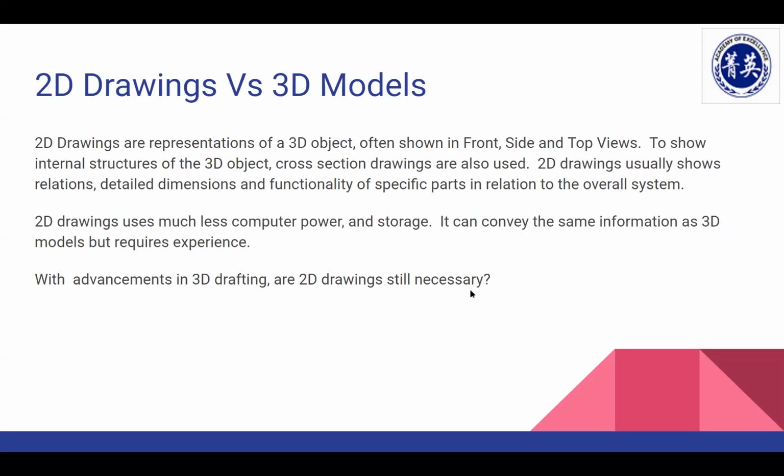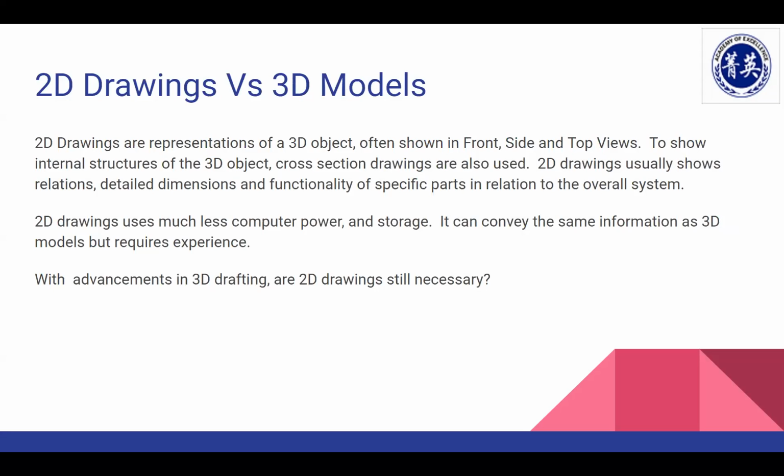So in general, there are two types of drawings. We can have 2D drawings, which, in the mechanical setting, are usually a representation of a 3D object. So how do you use 2D drawings to represent a 3D object? You usually do it in three views. You have the front view, the side view, and the top view.